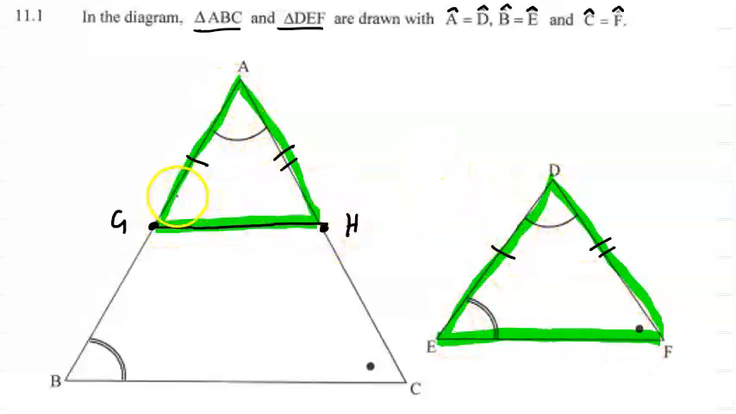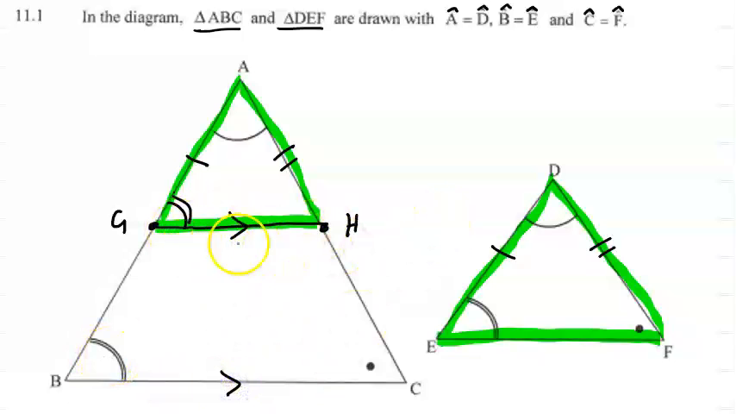Therefore, we can now conclude that angle G and angle E are both going to be equal. But remember that we are given that B and E are both equal. So therefore, angle AGH is going to equal angle ABC, or angle B. Therefore, we're going to now prove that GH is parallel to BC.